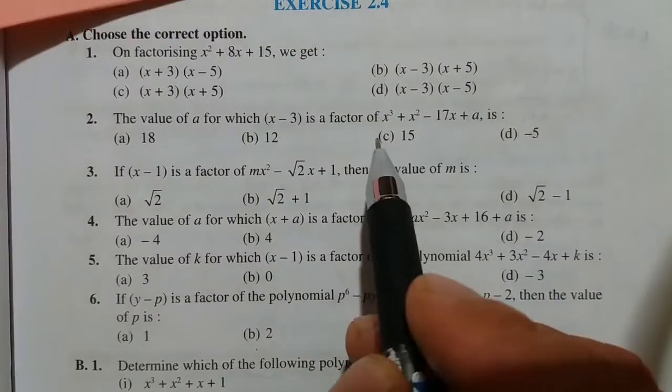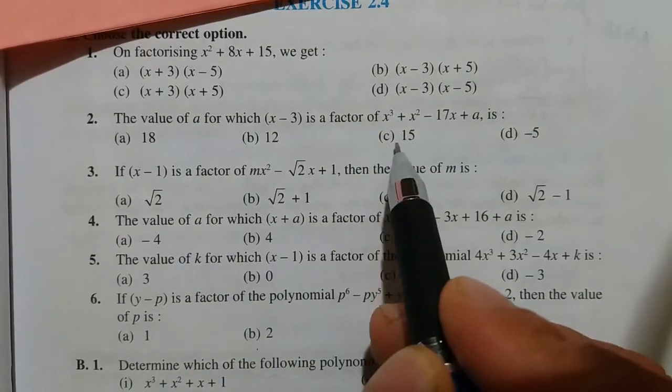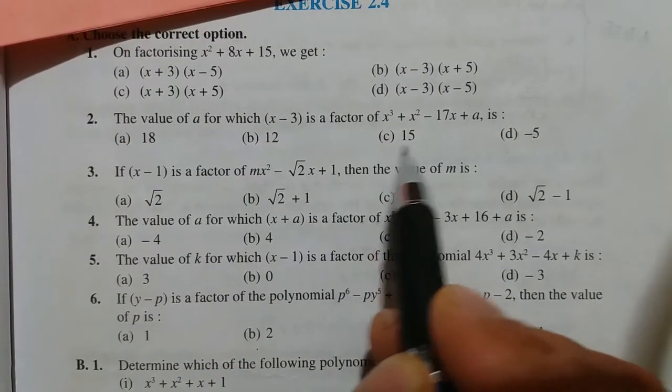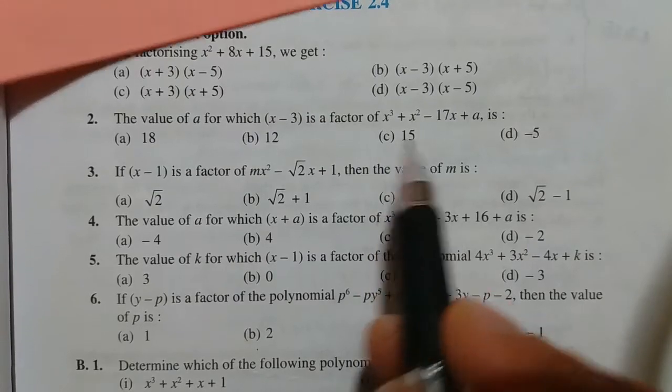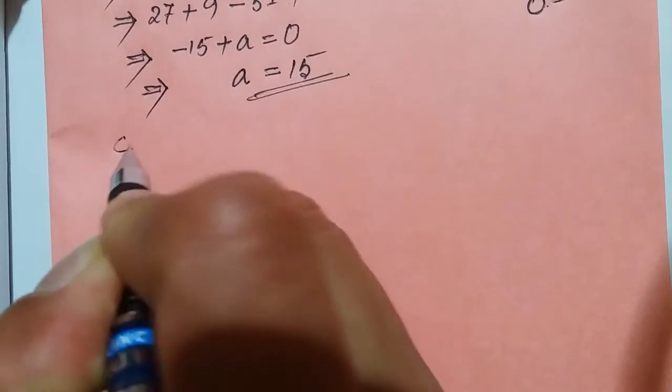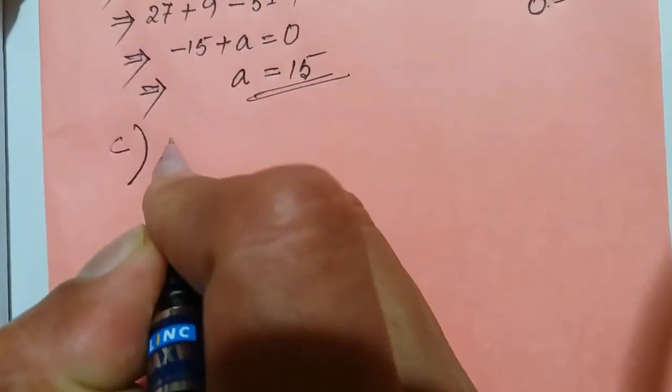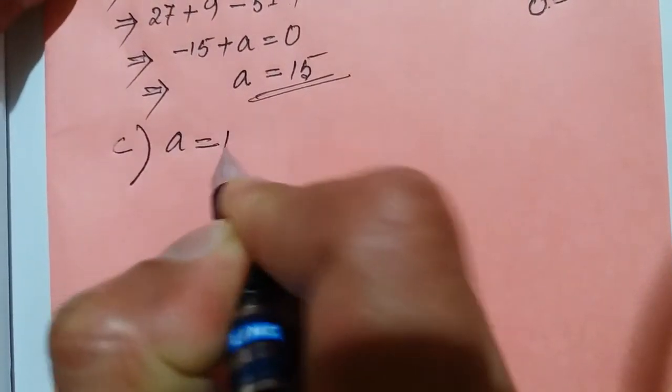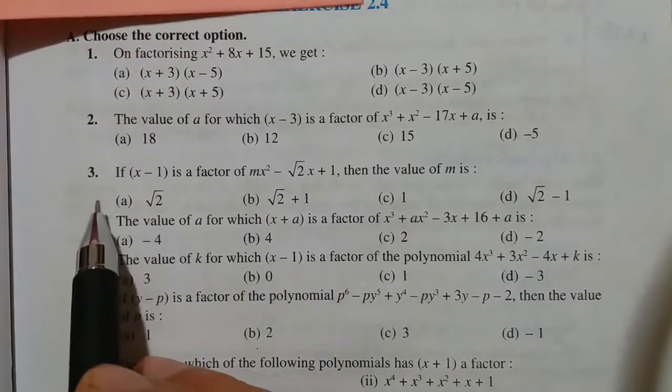So let's see where we have 15. We have 15 here in C. So C is the right answer. For question number 2, the answer is C, a is equal to 15. Now let's see question number 3.